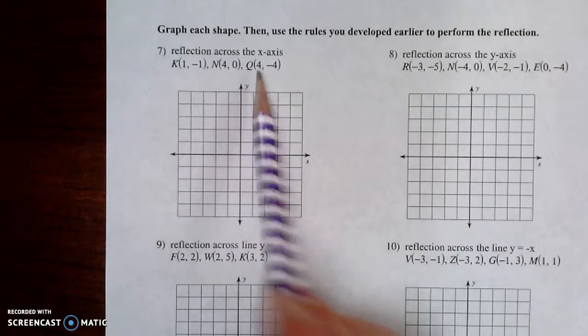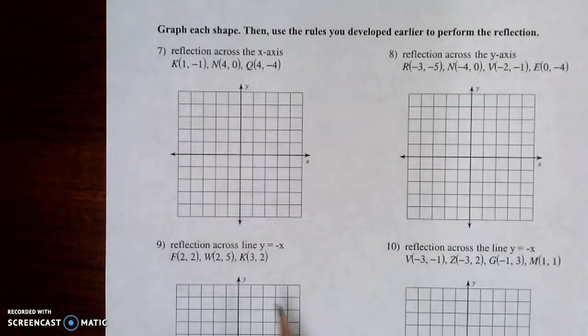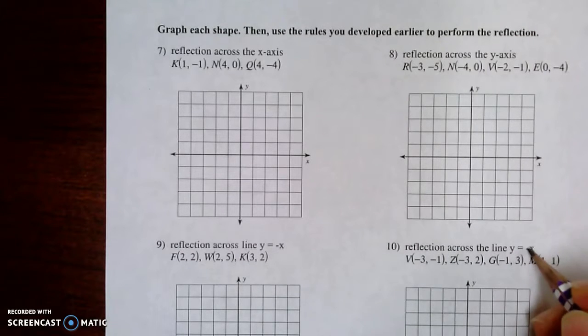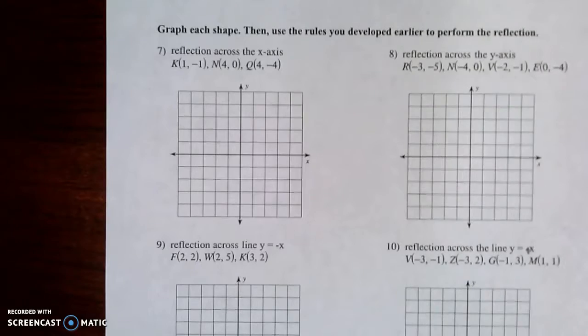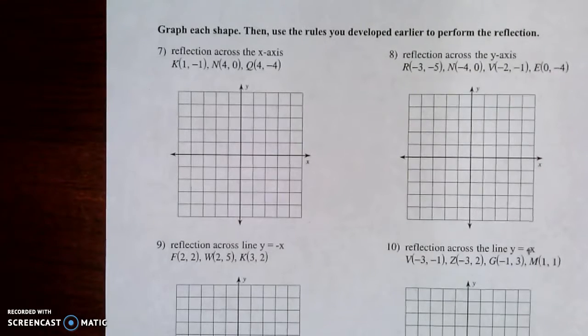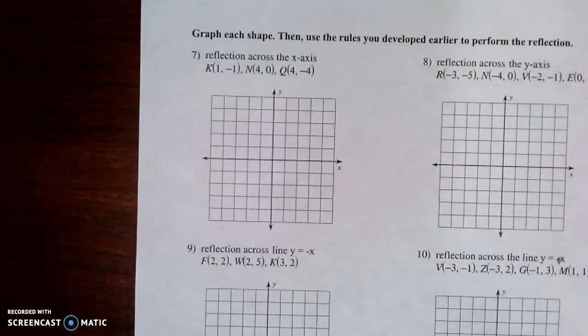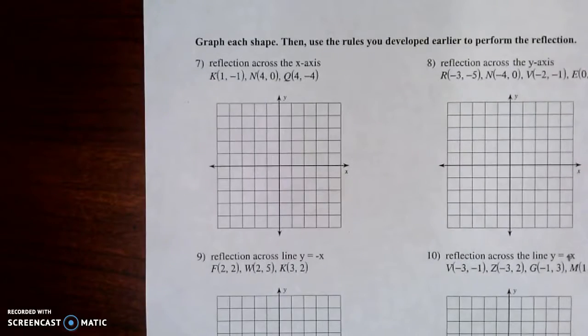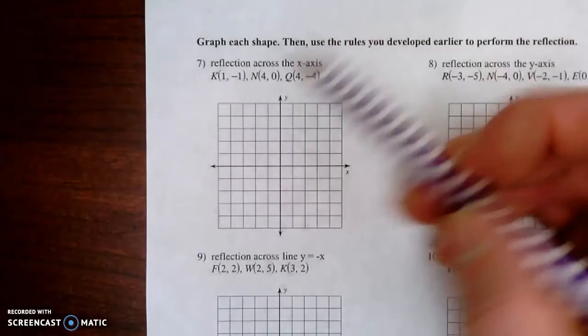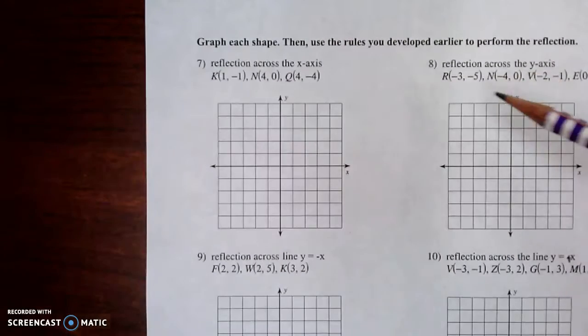This is across the x-axis, across the y-axis, across the line y equals negative x. And this over here is supposed to be just y equals x. So there's one of each, just so you have positive x there. I kind of threw this together in a hurry, didn't I?